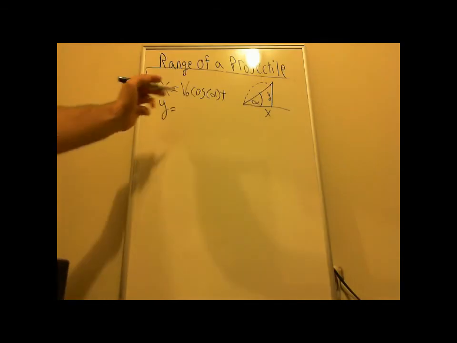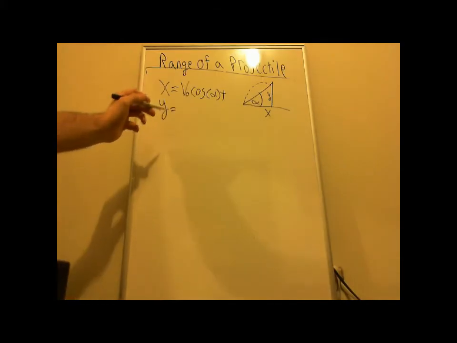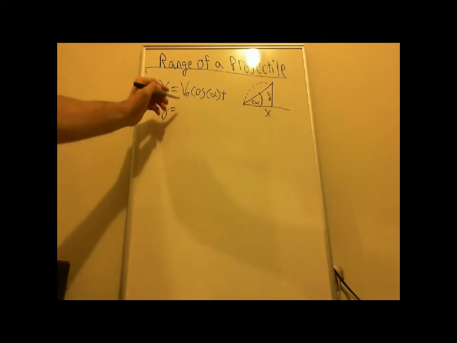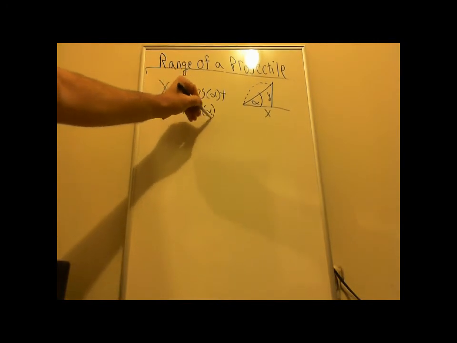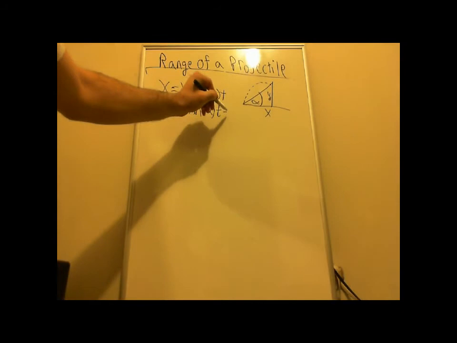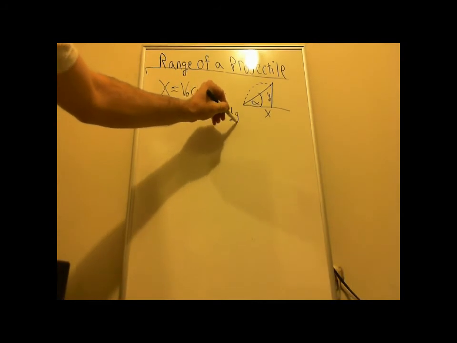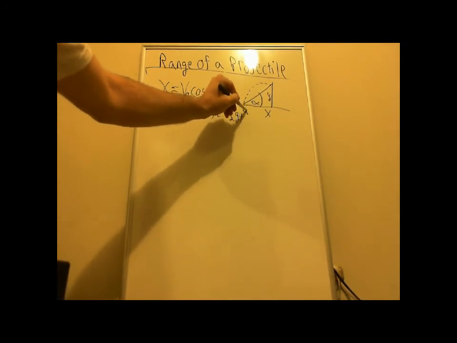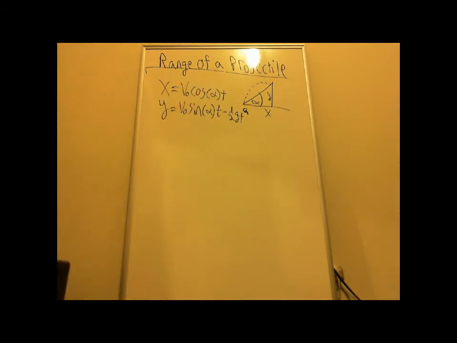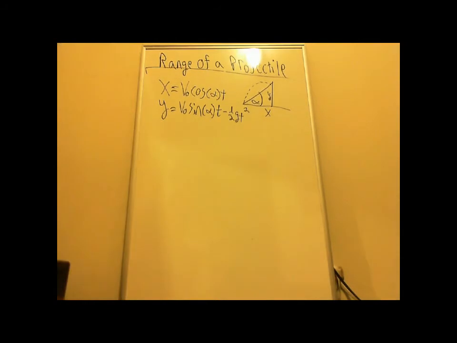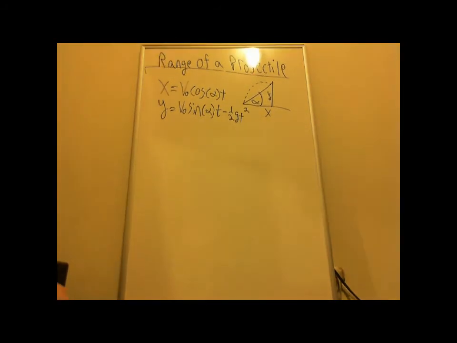v naught cosine of alpha times time, and the y location can be given by v naught sine of the same alpha times time minus 1/2 gt squared, and this is its change in location due to the acceleration of gravity. And I'll just fix that up real quick. And this is actually really easy to do now.